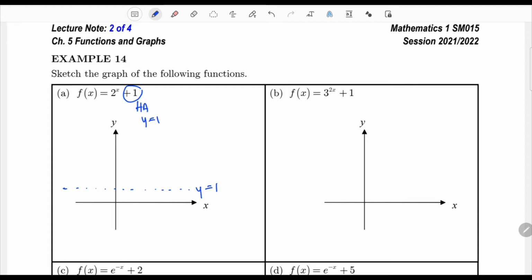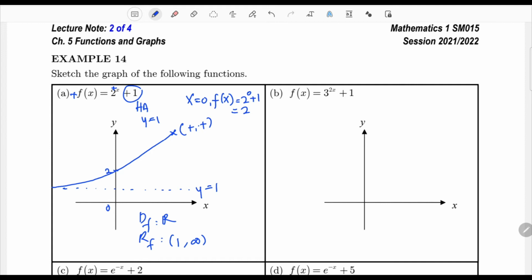And then again, as I told you just now, so the x here positive, the f(x) here positive. Okay, so when x is 0, f(x) will be 2 power 0 plus 1. So that will be 2. So it cuts at 2. Okay, using this, so we have the outer point, positive, positive. So somewhere here, and then the end here would goes nearer and nearer to the horizontal asymptote. So this is your graph. So domain of f will be real number, range of f will be (1, infinity), open interval.